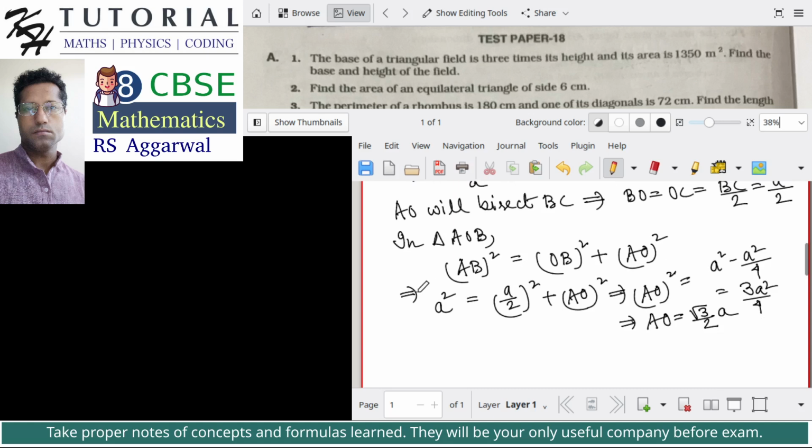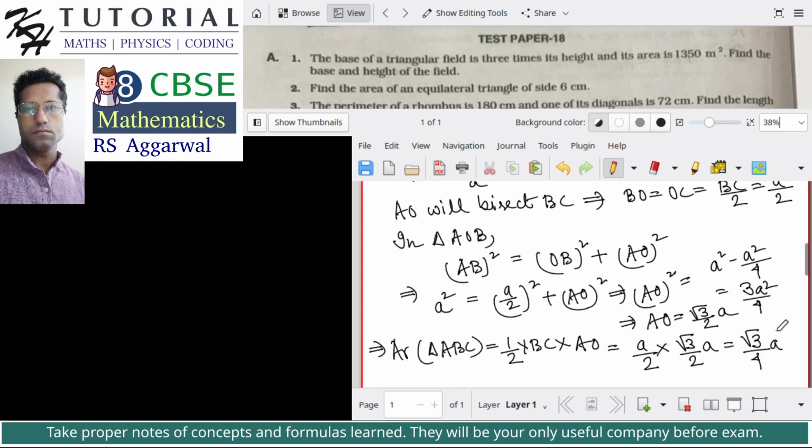So now we can say the area of triangle ABC will be equal to half base, which is BC, times height, which is AO. BC is A, multiplied by AO, the altitude, which is root over 3 by 2A. This is root 3 by 4A square. So this is the formula of the area of an equilateral triangle having side length of A.